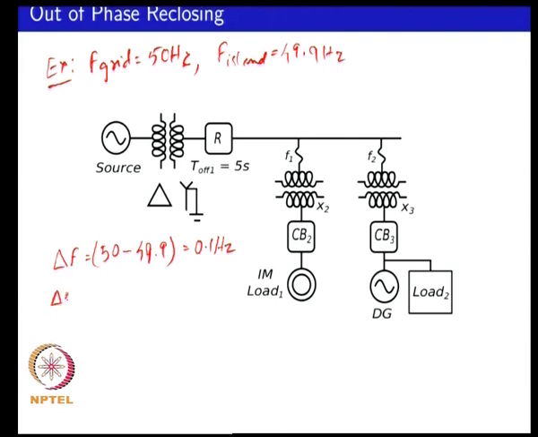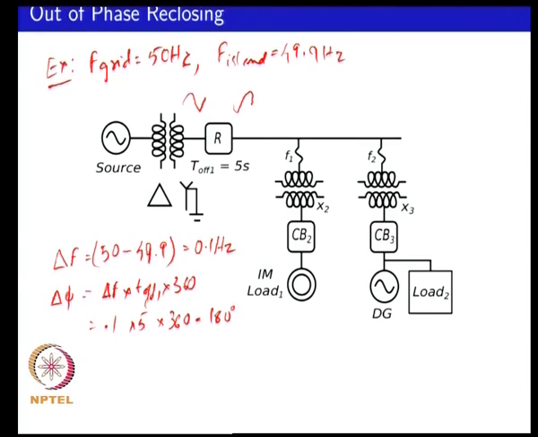Your delta shift in phase is delta f into T off into 360 degrees. So, this is 0.1 into 5 into 360. So, this is 180 degrees. So, you can see that the waveform would be a sine wave like this over here. It will have the opposite polarity.